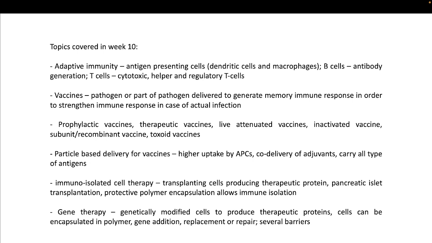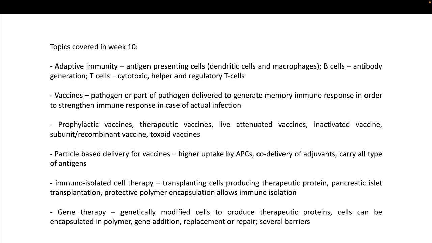There are different types of vaccines depending on when they are given. One type is the prophylactic vaccine, which is given before the disease develops. Another type is the therapeutic vaccine. In this case, the patient is already suffering from a disease, and you give a vaccine in order to strengthen the immune response. Sometimes the patient's body is not able to have a strong immune response against the pathogen, so that's why therapeutic vaccines are administered in that case.